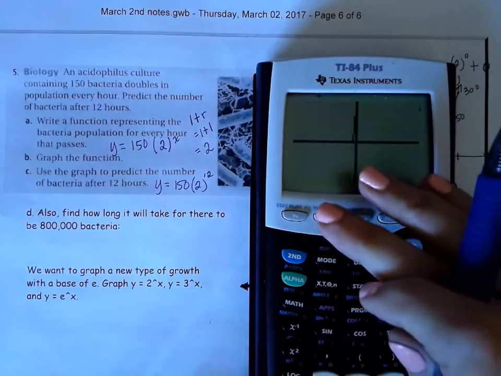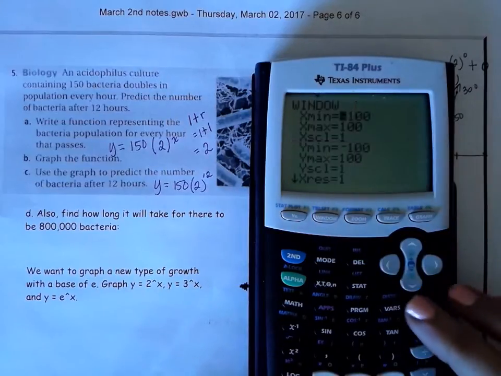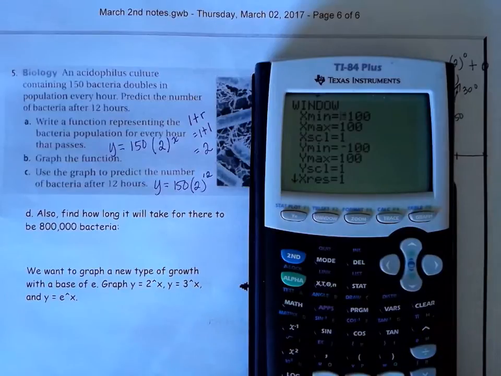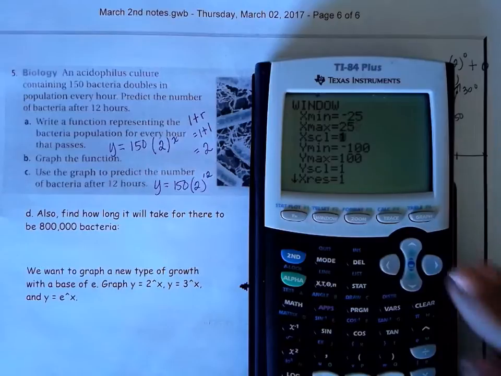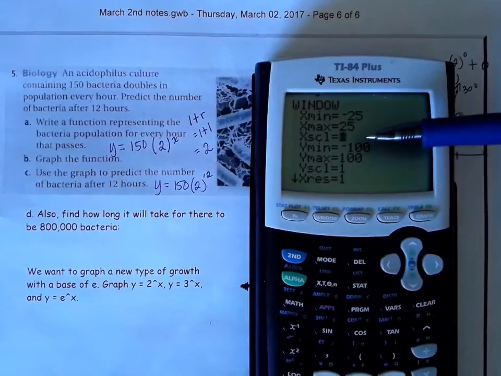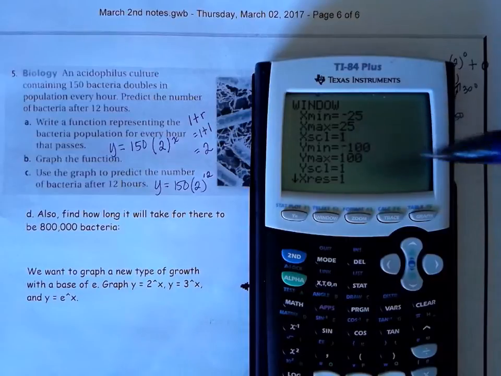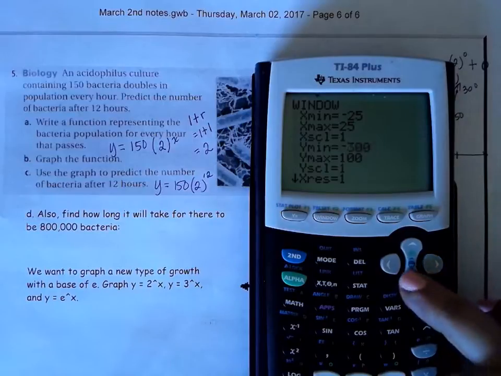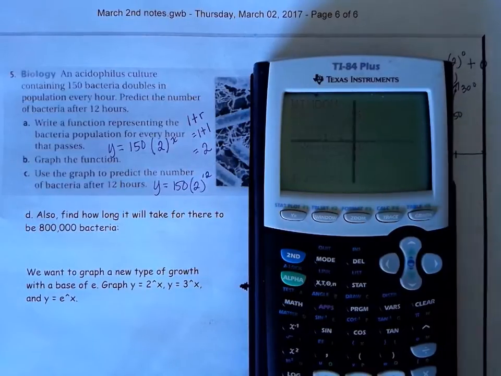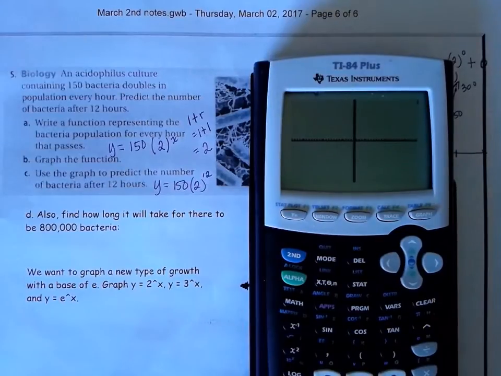Okay, so it's hard to see the graph. Let's change the window a little bit. So let's just say negative 25 to 25 for my x value. So my domain for the graph that's actually displayed is negative 25 to 25. And then my y's will be, let's say, negative 300 to positive 300 because we had the 300 on our graph earlier. So this is a general shape of it.